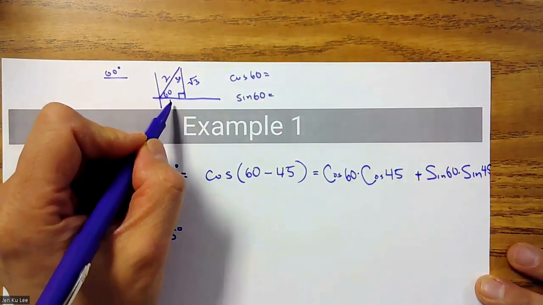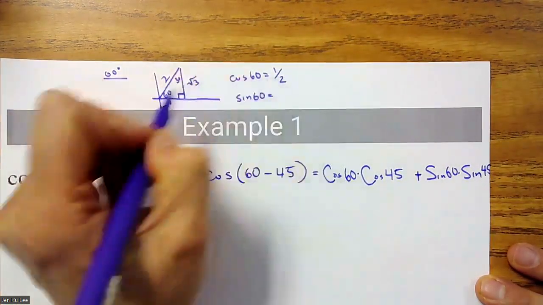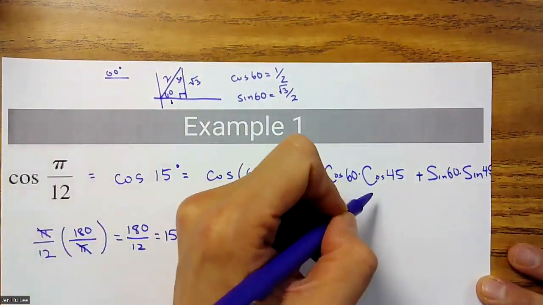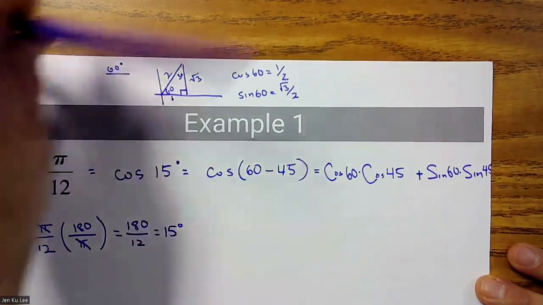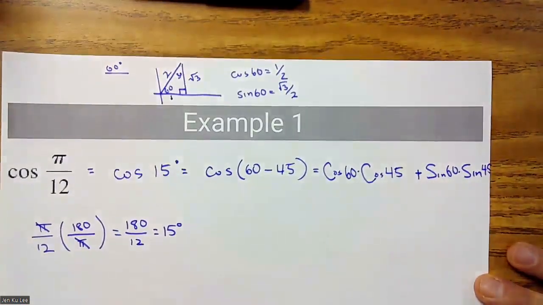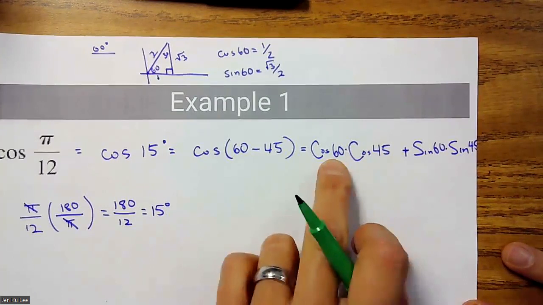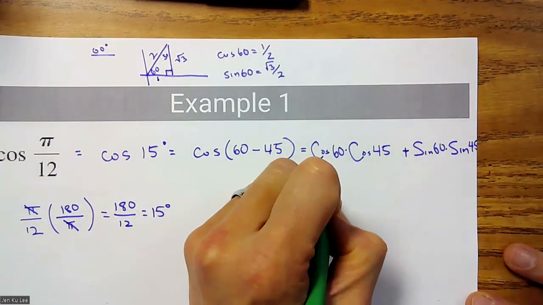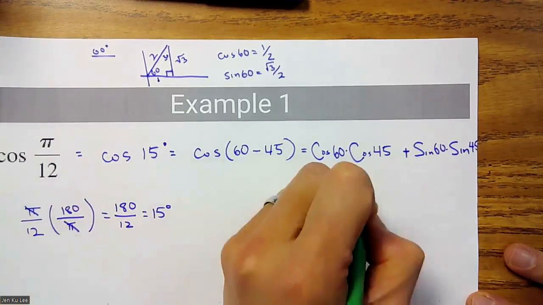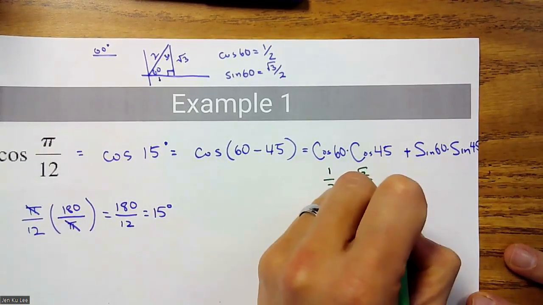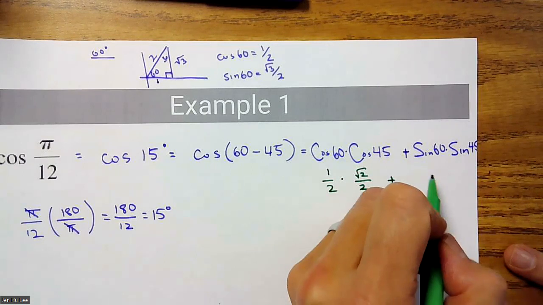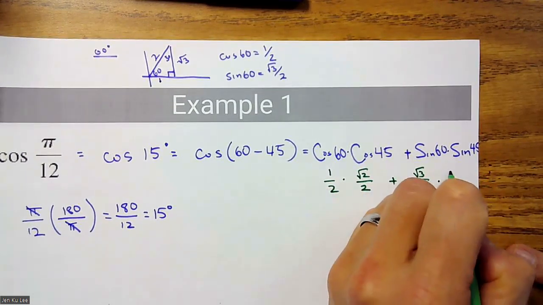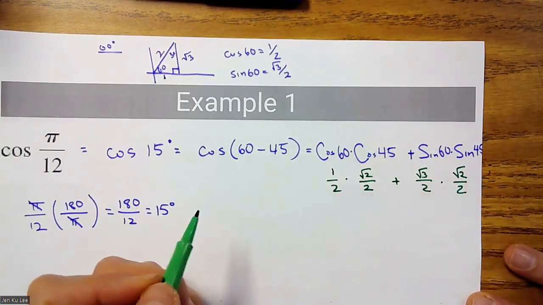So getting the cosine of 60 and the sine of 60. Cosine of 60 is 1/2. Sine of 60 is square root of 3 over 2. We know the cosine and sine of 45 because we already did it, right? So cosine times cosine, that's 1/2 times square root of 2 over 2, plus sine of 60, which is square root of 3 over 2, times sine of 45, which is square root of 2 over 2.